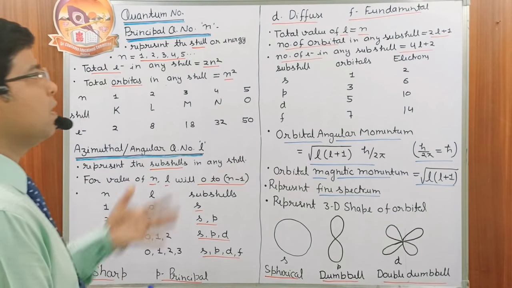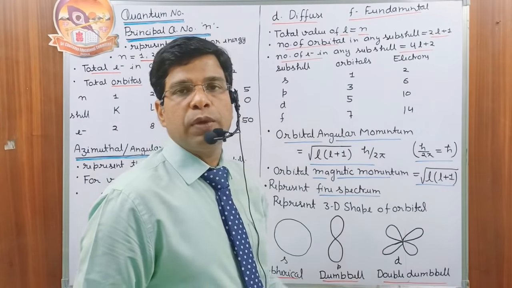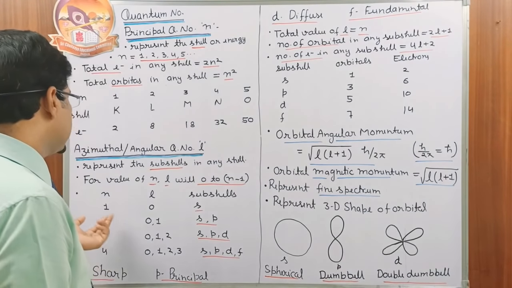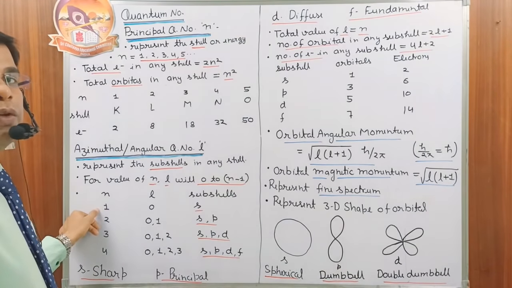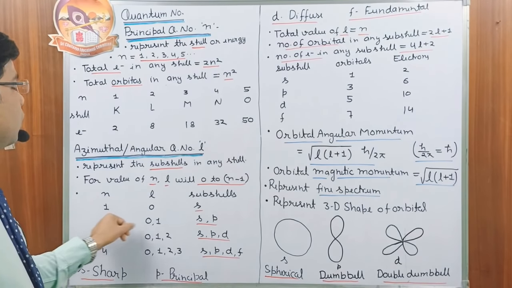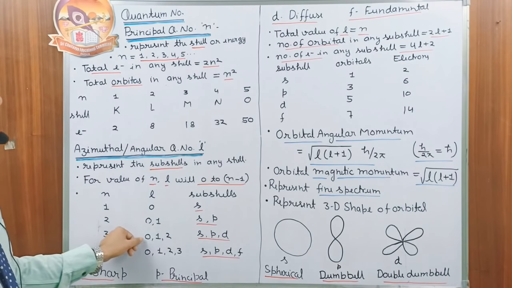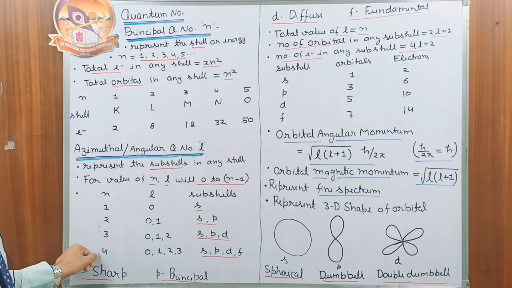The total number of values of l is always equal to n, as I have explained here. If n is equal to 1, only one value of l is possible. If n is equal to 2, two values of l are possible. If n is equal to 3, three values are possible. If n is equal to 4, four values are possible.